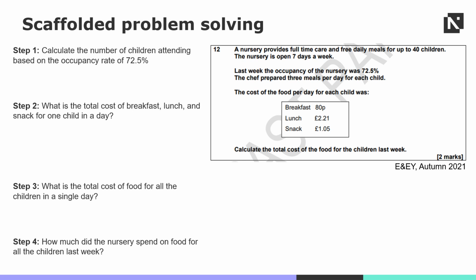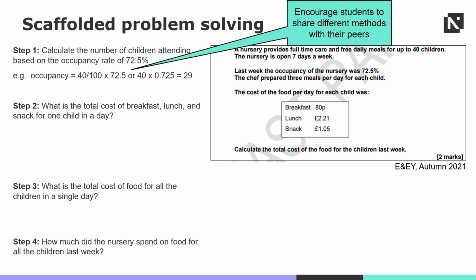So looking at the actual calculations here, I've just made a few notes that you might find useful. When students work out percentages, there are many different variations and methods available to them. I've put a couple of methods here, but be aware that your students may be more comfortable with other methods, so encourage them to share methods with their peers, because sometimes you find that they can latch onto a method done by one of their peers better than something that you've taught them.